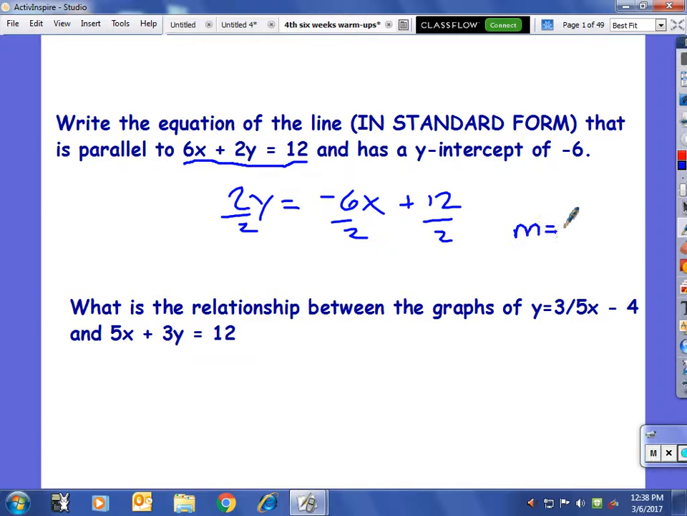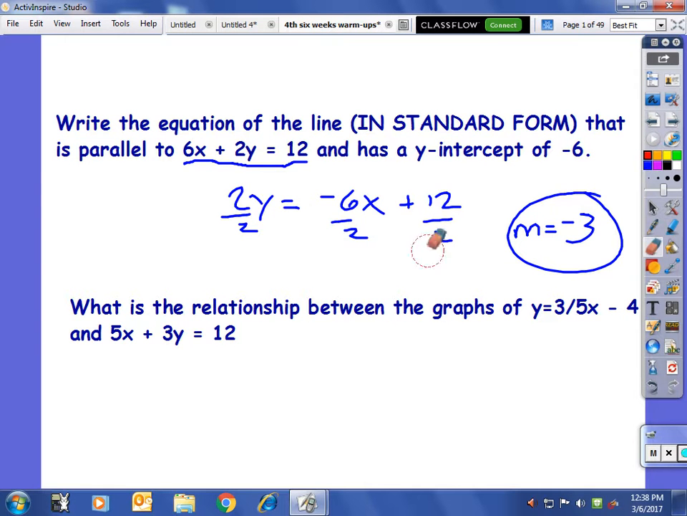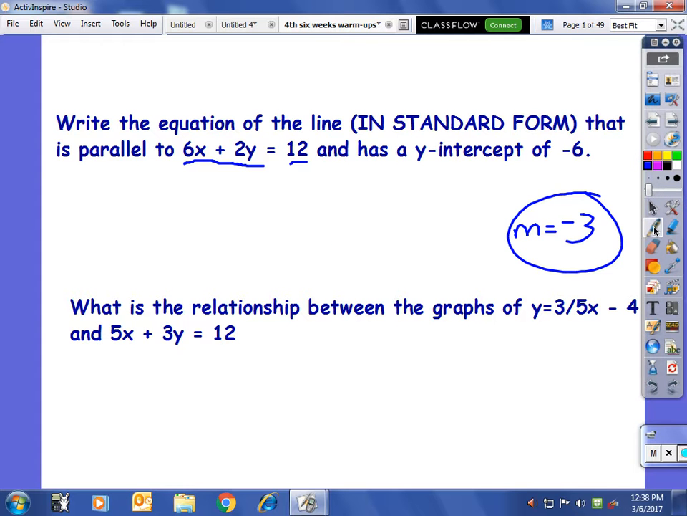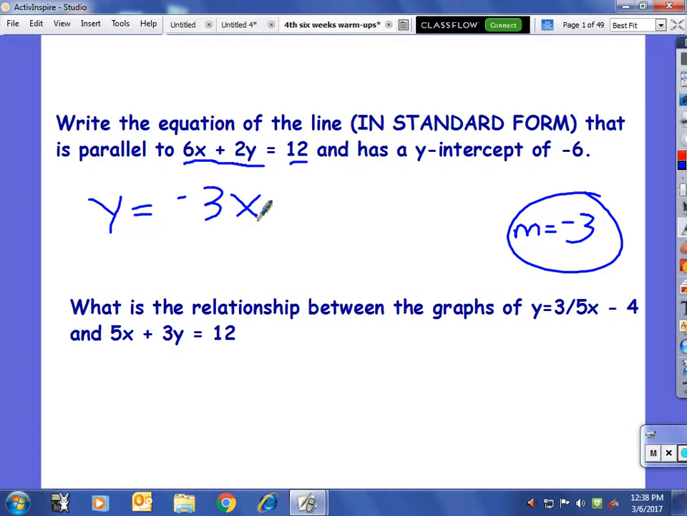Now, I want to be parallel. So what slope do I need to use then? Negative 3, because parallel lines have the same slope. What if I had told you to be perpendicular to it, though? It'd be positive 1/3. But I told you to be parallel, so we're going to use m equals negative 3. And I went ahead and told you the y-intercept should be negative 6. So we're ready to at least write one form of the equation. Y equals negative 3x minus 6.